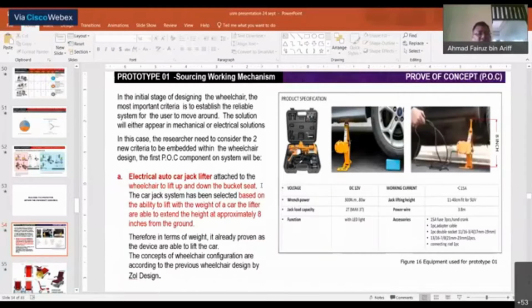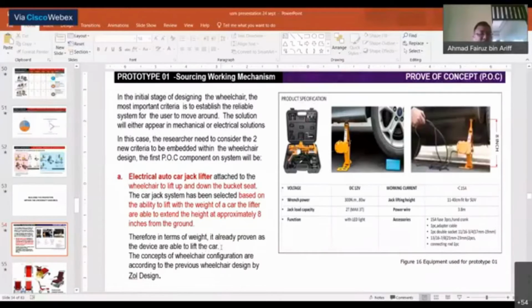The solution is either mechanical or electrical. In this case, the researcher needs to consider two criteria, either mechanical or electrical, in the POC. So we decided to use an electrical auto jack lifter attached to the wheelchair to lift the bucket seat up and down. The car jack system was selected based on the ability to lift the weight of a car. The lifter can extend the height by approximately 8 inches from the ground. Therefore, in terms of weight, it is already proven, as the device is able to lift a car.